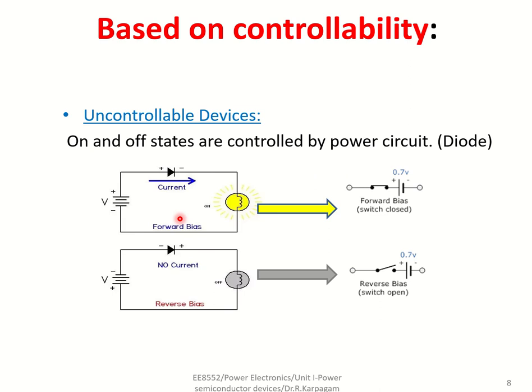Based on controllability, power semiconductor devices are classified as uncontrolled devices, fully controlled devices, and semi-controlled devices. Diode is said to be an uncontrolled device. Both on and off are controlled by power circuits. In forward bias condition, it conducts, and in reverse bias condition, it acts as an open switch.